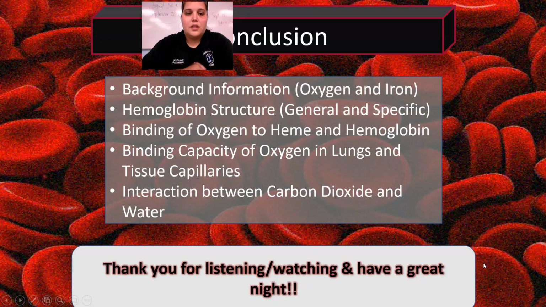All right. So in conclusion, we talked about the background information that I thought was important with the oxygen and the iron. We also talked about hemoglobin structure, both general and specific. Then we talked about the binding of oxygen to hemes and hemoglobin. We also talked about the binding capacity of oxygen in the lungs and in the tissue capillaries. And then we lastly talked about the interaction between carbon dioxide and water and why that's important.